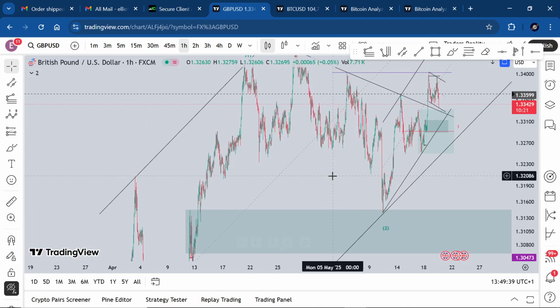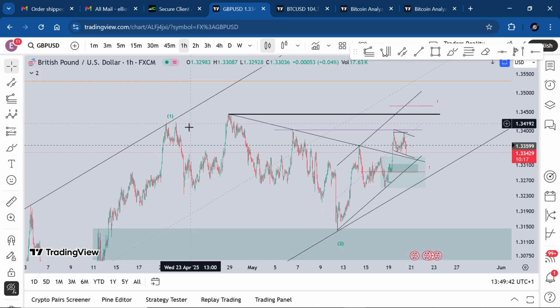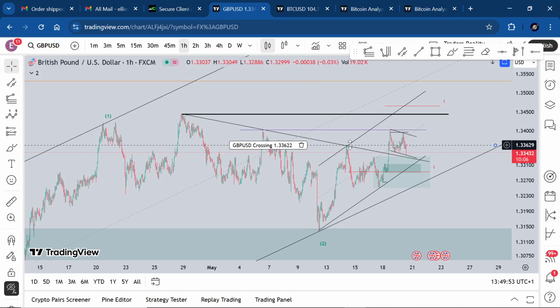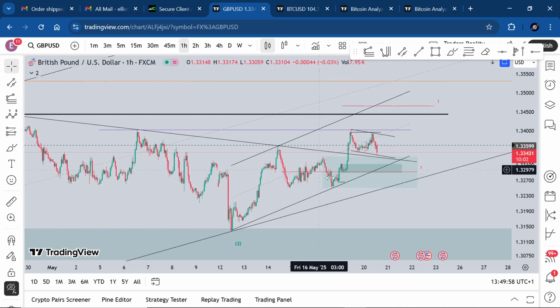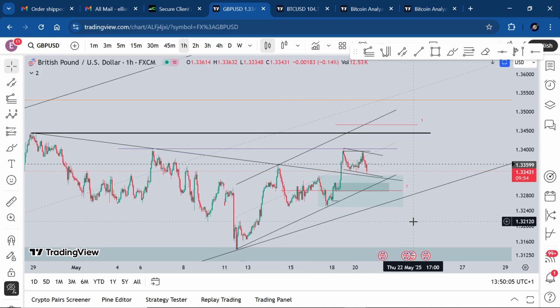We came into this demand here. This is clearly an accumulation. It's clearly a B, C, or a WXY, okay? It's corrective. There's nothing impulsive about this move from here to here. And we have breaks of structure. Broke, broke, broke, broke. This demand is now the demand I'd look at as responsible for this break of structure.